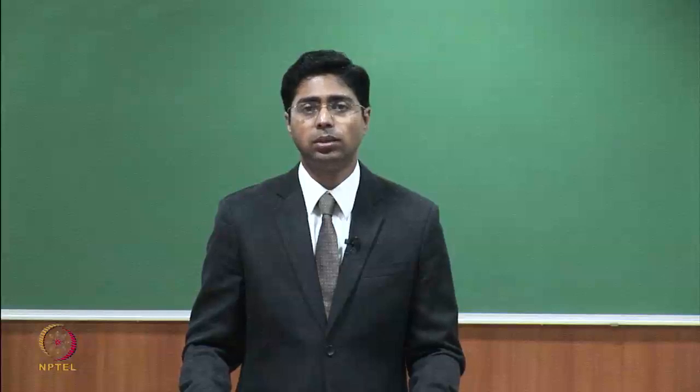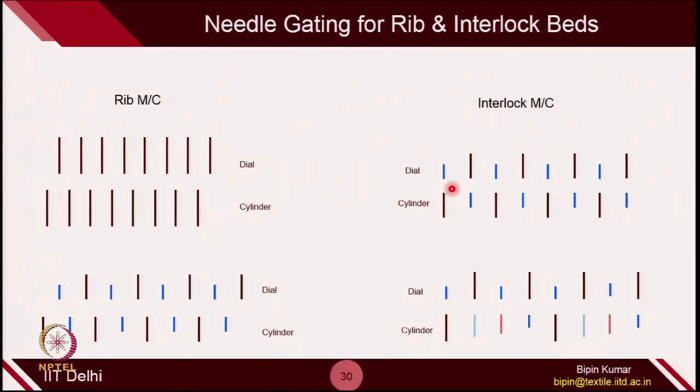In interlock machines, you can see the dial bed needles and the cylinder bed needles are facing each other, and in each bed you have both long butt needles and short butt needles. Sometimes you can have 4 butt positions of the needles, which I already discussed in one of the slides. So, this is how the gating is defined.